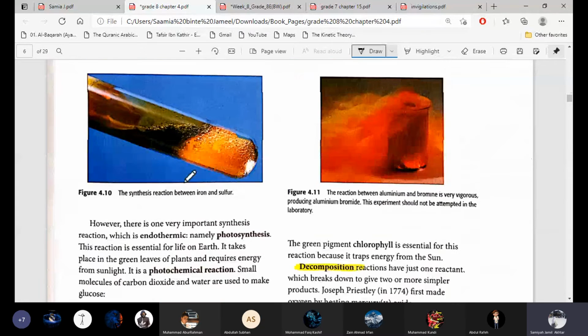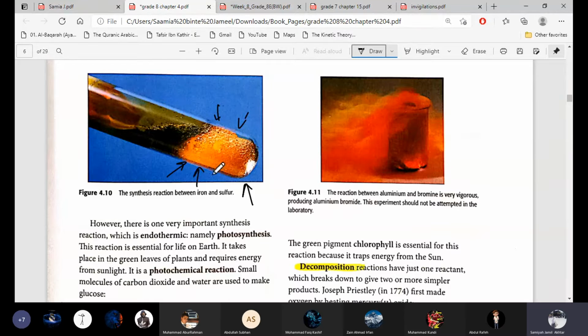So double displacement, these two are the examples of it: neutralization and precipitation. See these diagrams. Synthesis. This is a synthesis reaction between iron and sulfur, which I told you burns. Iron and sulfur burn and produce iron sulfide. It glows, forming a red mixture, and then it forms the black product. And this is a spontaneous reaction between aluminium and bromine. It is a very vigorous and spontaneous reaction and does not need any external force.